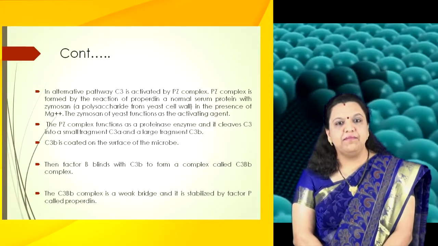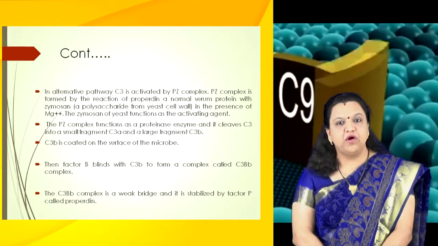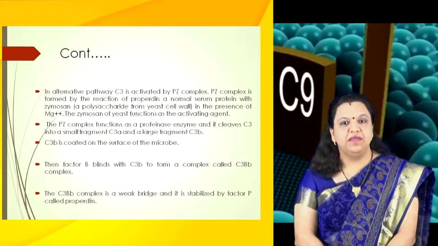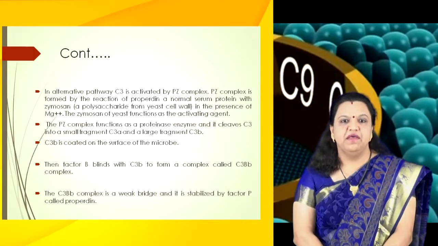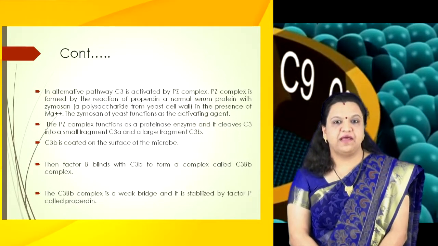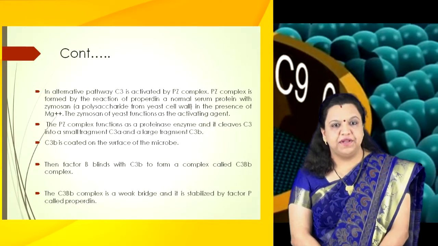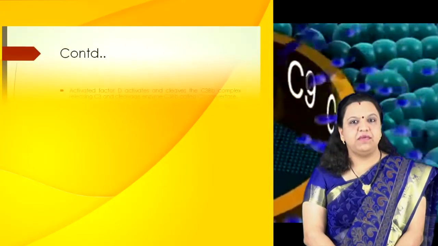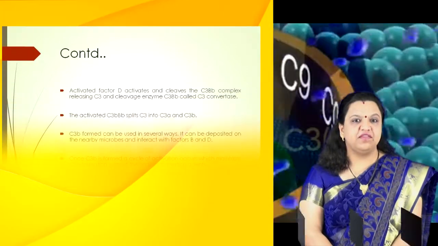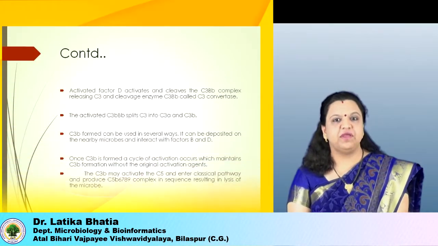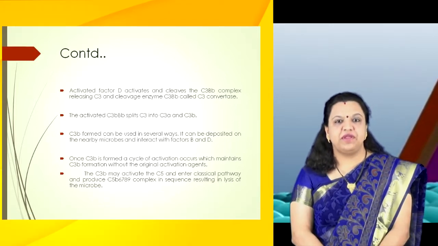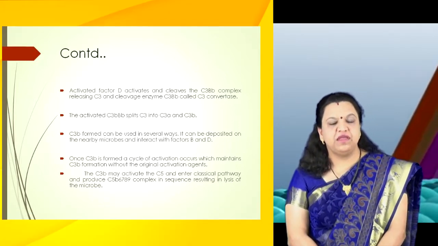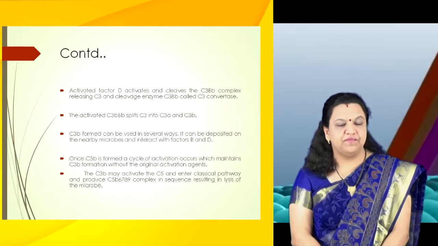Then factor B binds with C3b to form a complex called the C3b-B complex. The C3b-B complex is a weak bridge and is stabilized by the factor P called properdin. Activated factor D cleaves the C3b-B complex, releasing the cleavage enzyme C3b-Bb called C3 convertase. The activated C3b-Bb splits C3 into C3a and C3b.